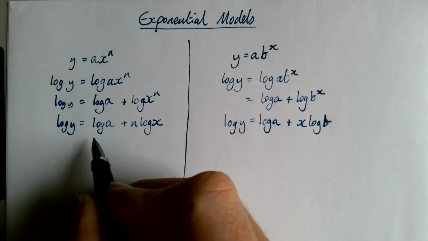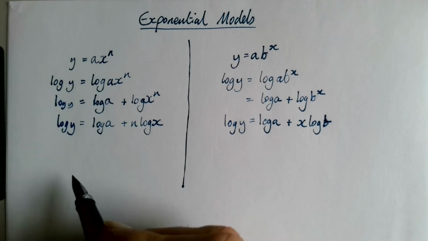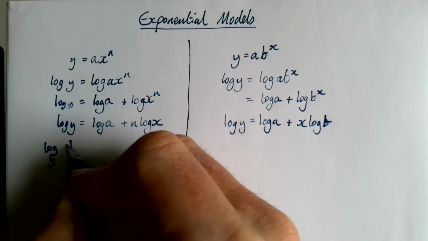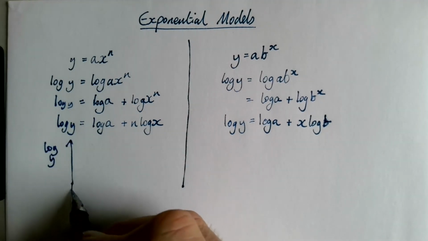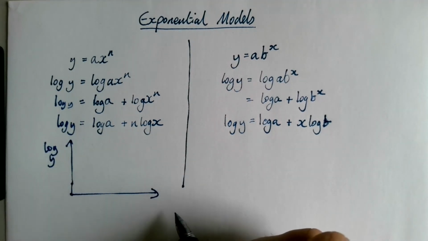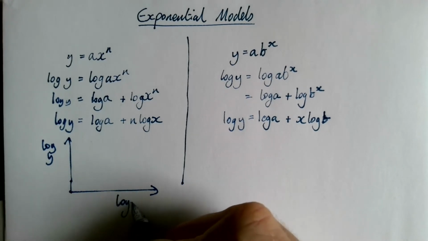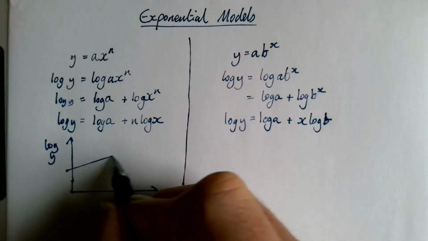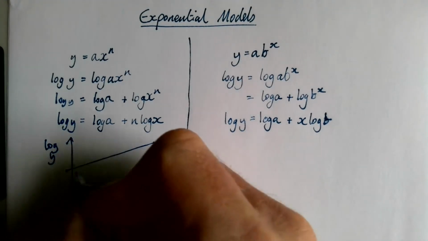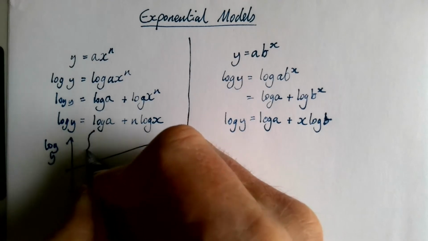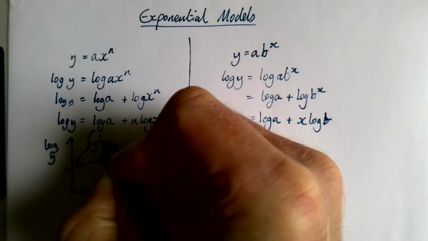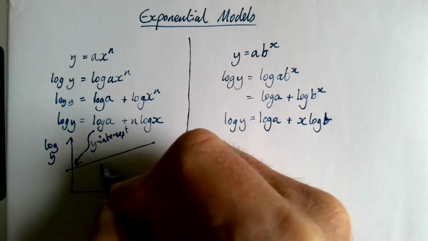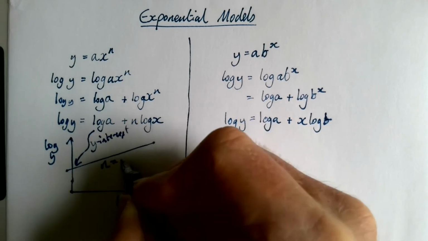So on this side here, if we've got information like this, we can plot log y on the y-axis, and we can plot log x on the x-axis, and we'll get a straight line for our information where the y-intercept is log a and n is going to be the gradient.